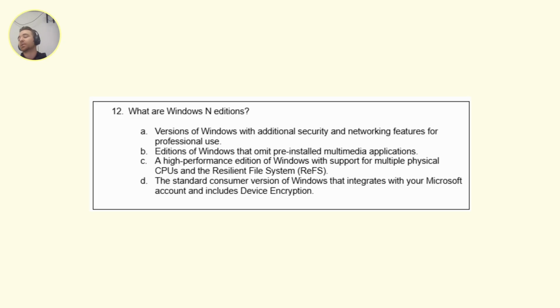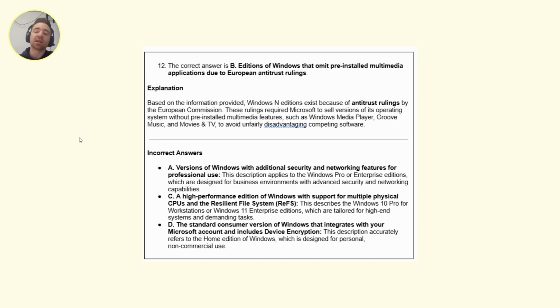Your answer coming in 3, in 2, in a sip of a coffee. Here we go. It is B, editions of Windows that omit pre-installed multimedia applications due to European antitrust rulings. So we just went over that. I'm not going to re-explain it. I know you guys got that one, okay?